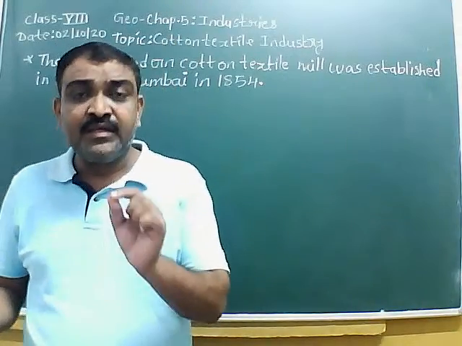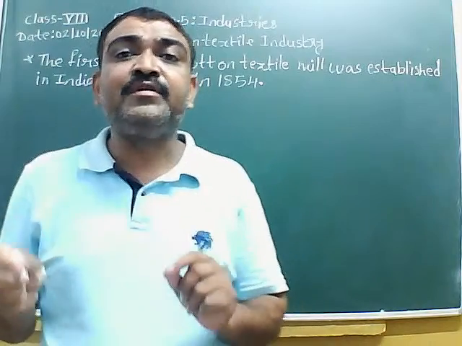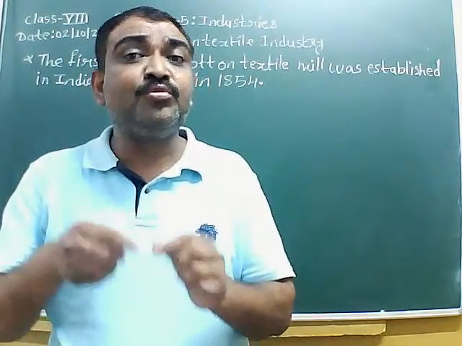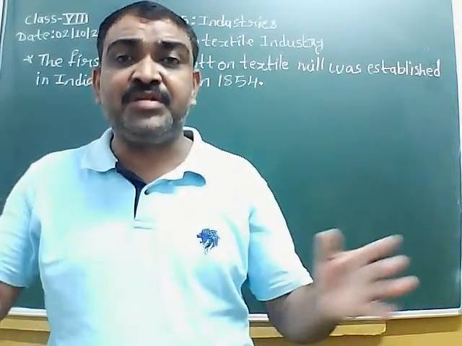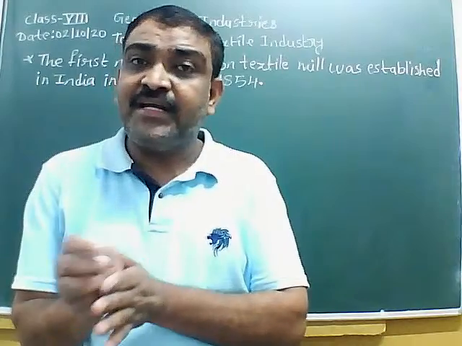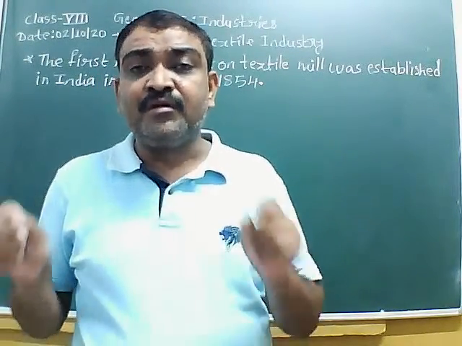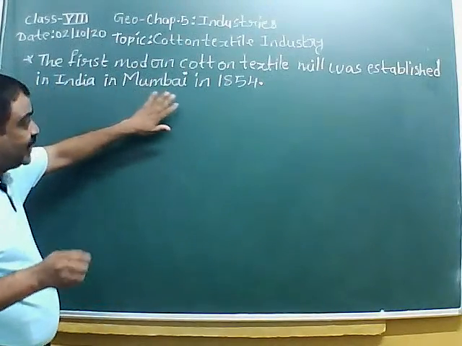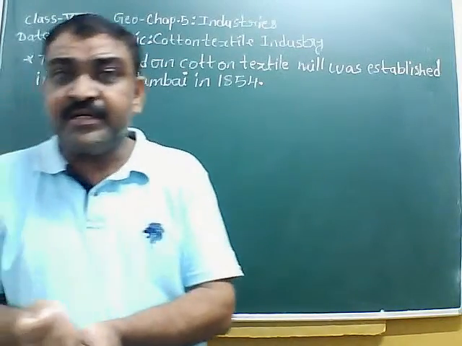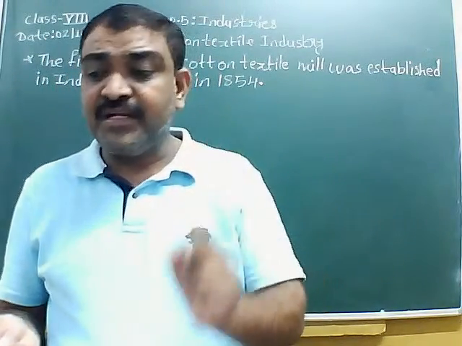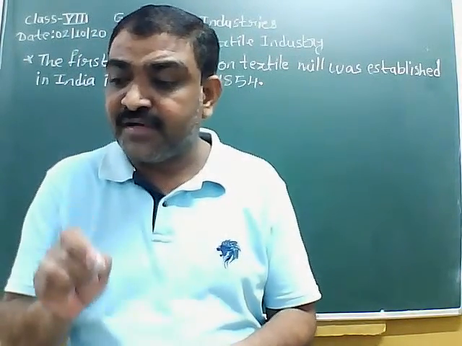Now when we say modern cotton textile mills, what does it mean? The mill is producing textile not through power loom or handloom. They have established big machines which are entirely run on electric power. So that type of cotton textile mill was first established in India in which city? Mumbai. In which year, beta? In the year 1854.